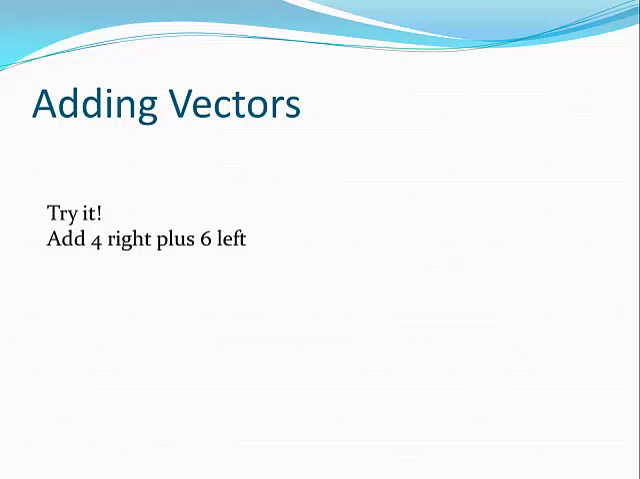4 to the right plus 6 to the left. I didn't draw your vectors here, so you're going to have to do it yourself. Add a vector of 4 to the right plus 6 to the left. If you look at the two vectors, it gets a little bit tricky when you try to go tip to tail. Remember, the tail of the 6 goes to the tip of the 4. It ends up looking something like this with the resultant vector of 2 to the left. That resultant vector starts from the tail of the 4 vector, where you started, to the tip of the 6 vector, where you ended up.